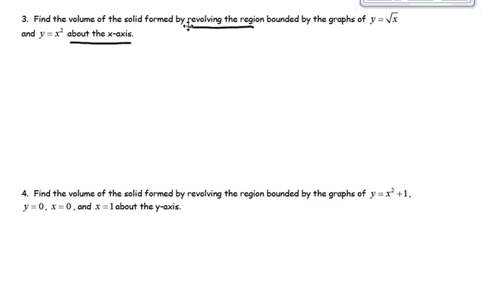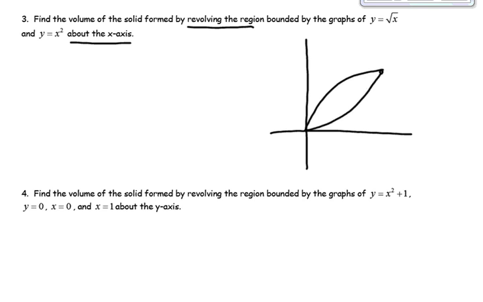We're revolving about the x-axis, which is horizontal, so that means we're going to take vertical cross-sections. Everything's in terms of x. So really quickly, I'm going to do a sketch. Square root of x is going to look like this, x squared will look like this, and they meet at the point (1, 1). All right, so that's my figure, which I'm going to highlight. It looks kind of like a banana.